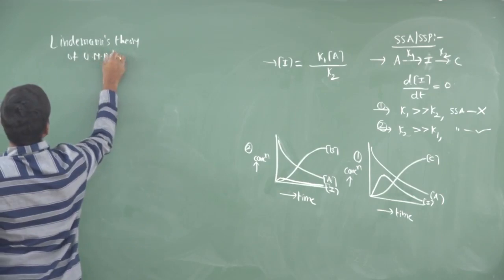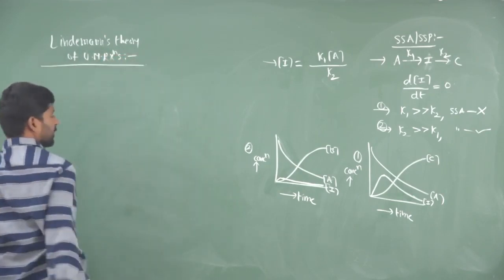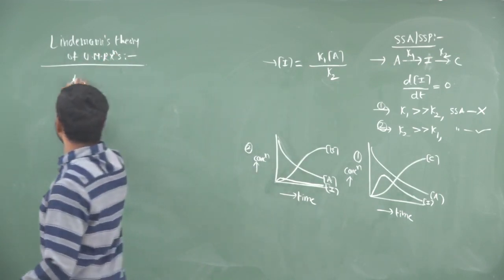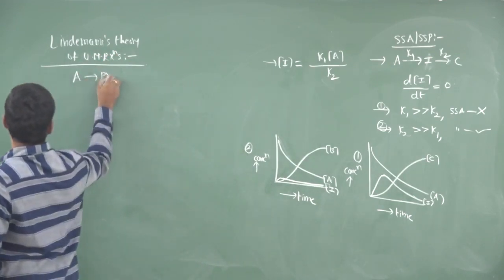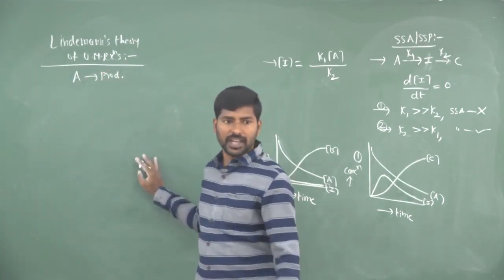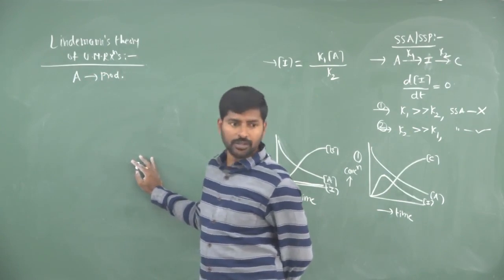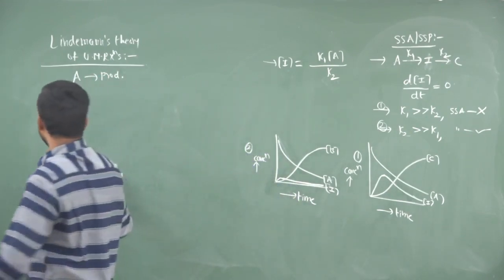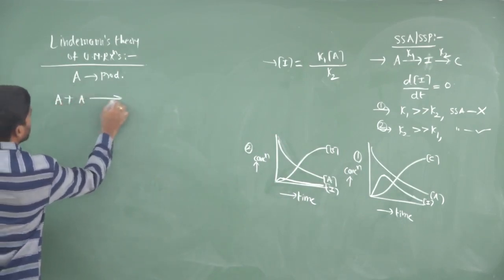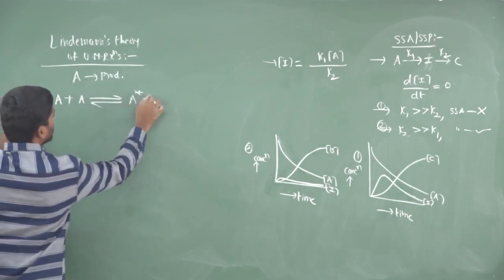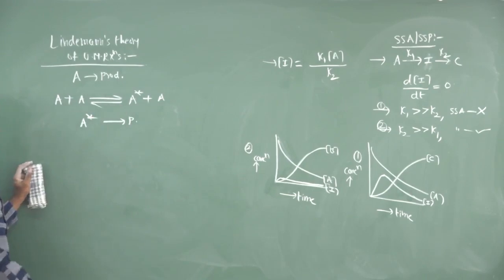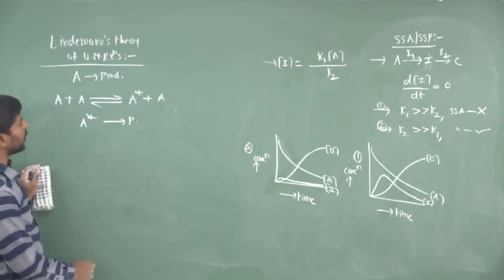Lindemann's theory of unimolecular reactions. Here the activated complex contains only a single activated molecule. If the activated complex contains only a single activated molecule, such reactions are called unimolecular reactions. So what is the mechanism proposed by Lindemann? This is the mechanism proposed by Lindemann for unimolecular reactions.